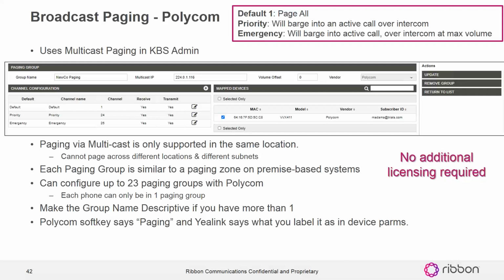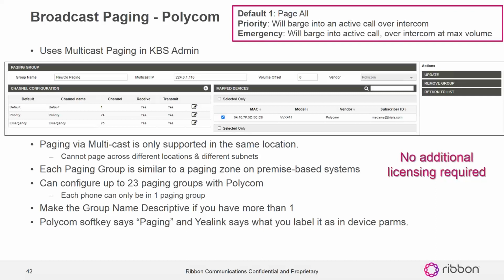The paging groups themselves that you create up here, where I had new co-paging, this is basically similar to a paging zone that you might have in others. And you can configure up to 23 paging groups with Polycom. I think Yealink lets you do 31. But each phone can only be in one group.